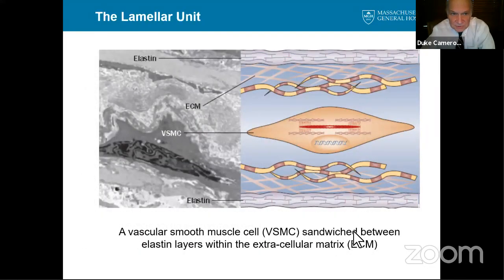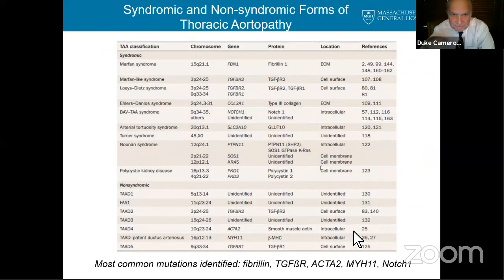It points out too that the lamellar unit is the functional unit of the aortic wall, of a vascular smooth muscle cell that sits within the extracellular matrix sandwiched between elastin layers. And as we start to understand the genetics of aortic disease, we appreciate that this functional unit is key to the development of some of these processes.